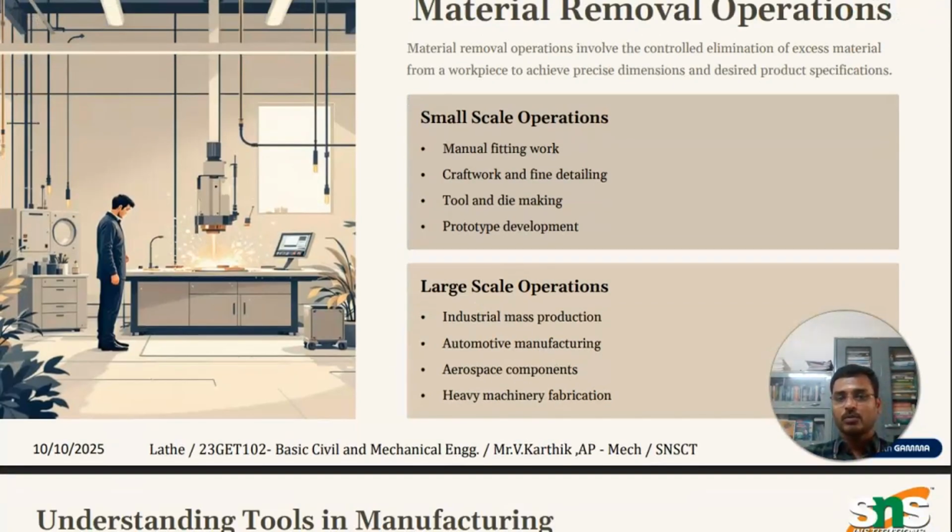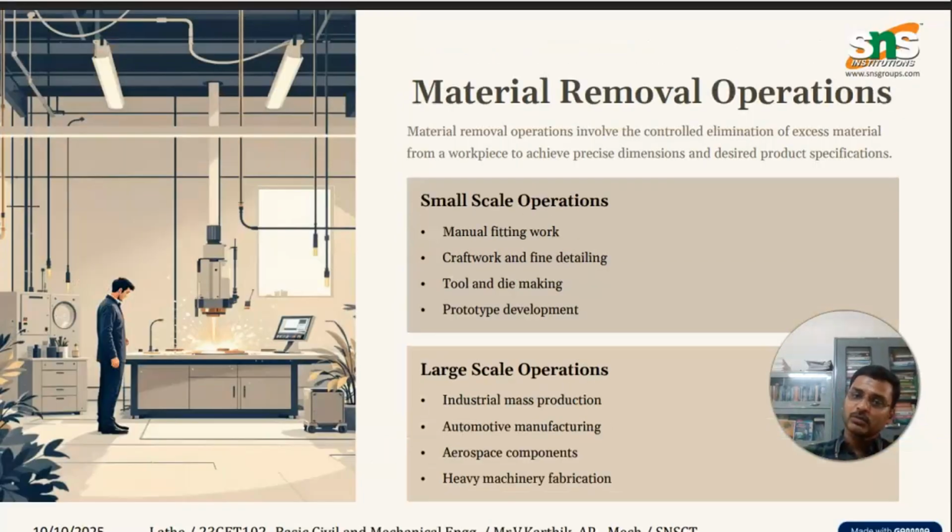Small scale removing operations and large scale. The material removal operations involve the controlled elimination of excess material from a workpiece to achieve precise dimensions and desired product proportions. Some of the small scale operations we use here are manual fitting work, craft work, and fine detailing, tool and die making, prototype development. These are all some of the small scale operations we use in material removal operations. And the large scale operations are industrial mass production, such as automotive manufacturing, aerospace components, and heavy machinery fabrication. Here we use these large scale operations.